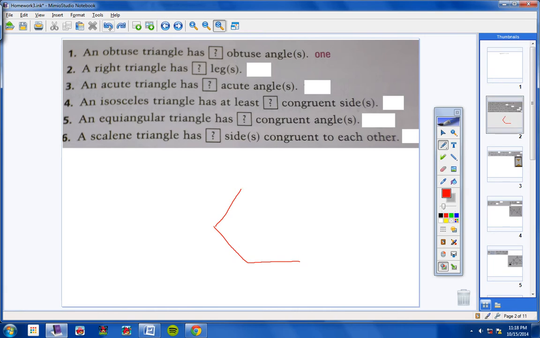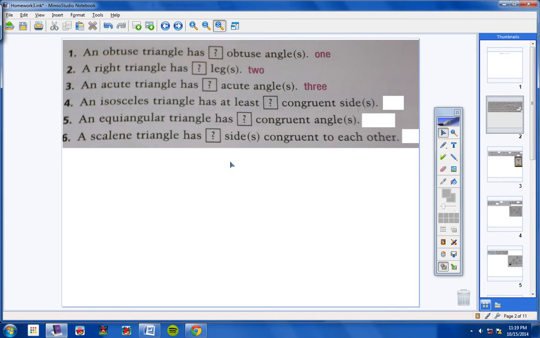Alright, moving on to number 2. A right triangle has how many legs? A right triangle always has one hypotenuse right here, and it has 2 legs right here and right here. So the answer is 2. Number 3. An acute triangle has how many acute angles? An acute triangle will always have three acute angles, so each angle will be less than 90. The answer is 3.